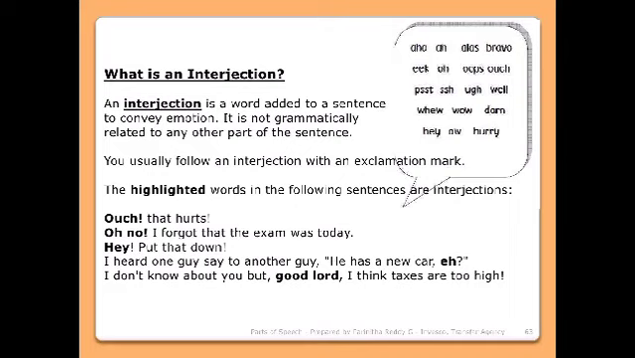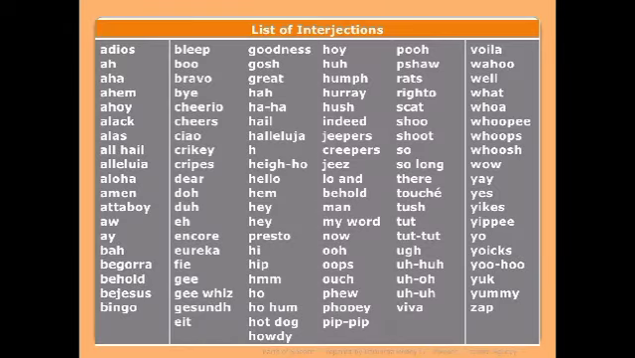I heard one guy sing something. He was a new car. Now is a kind of interjection. I don't know about you, but good lord, I think taxes are too high. Oh, good lord is just like oh my god. So oh, eek, oops. These all are the interjections. So here's a table of interjections. You will go through them and learn commonly used interjections from this table, which are being used in our daily life sentences or conversations as well.